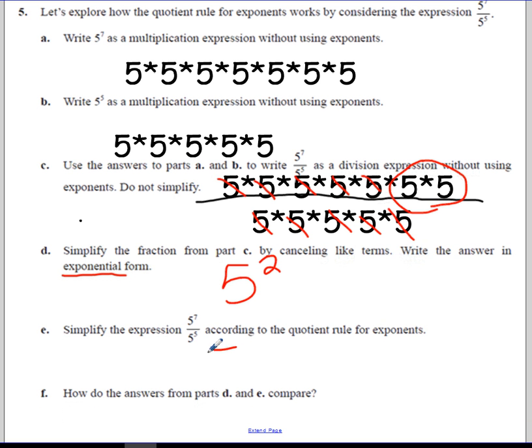So the rule says we can do 5 to the top exponent, 7 minus the bottom exponent, 5. And 7 minus 5 is 2. So again, we conclude that our answer is 5 squared. We get the same either way.